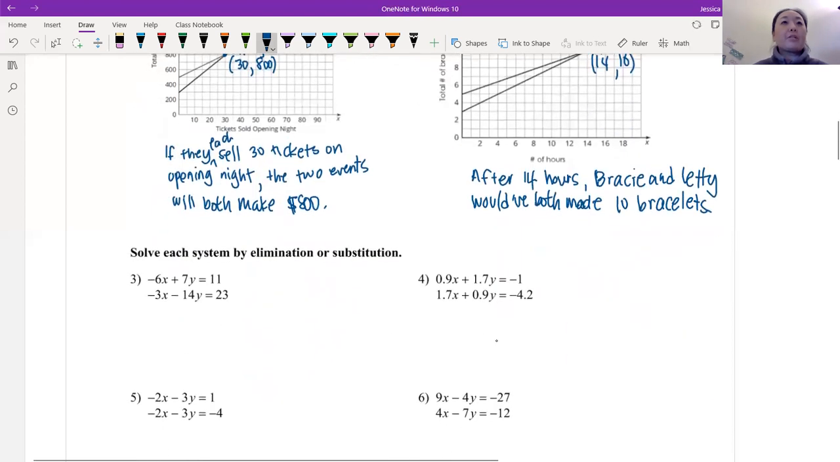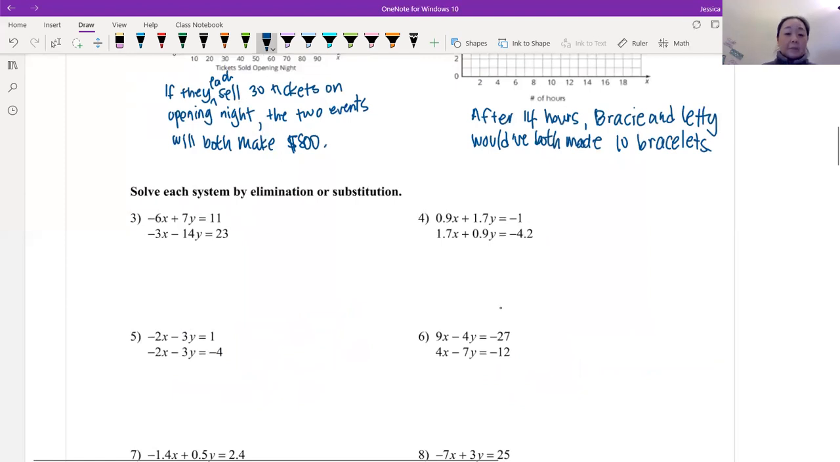And so now we're going into solving each system by either elimination or substitution. I will say for the most part, elimination is usually the way to go, especially when it's written in standard form. I would say go with elimination. If it's written in slope-intercept form, then I would say go with substitution. There is no hard and fast rule. I'm just saying that's usually the preference. So elimination if it's in standard form. Substitution is going to be in slope-intercept form.